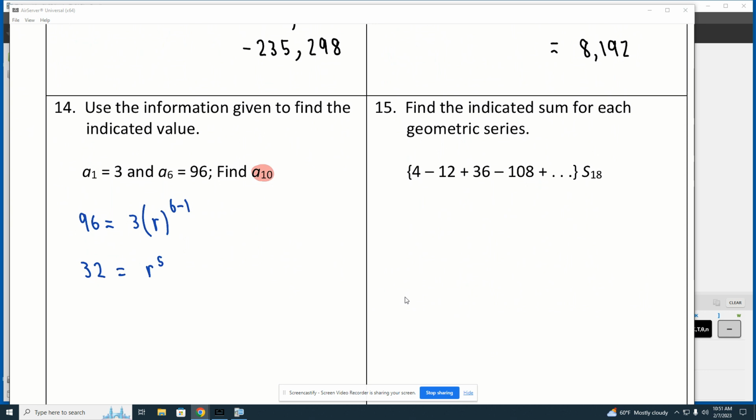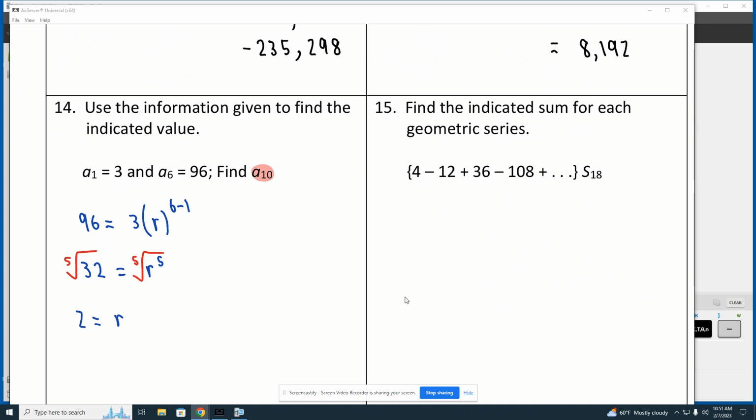Y'all remember how to get rid of that 5? You got to do root, but not cube root. We got to do 5th root. Y'all remember how to do that? Go to your home screen and type in a 5. And then do math. And y'all see that one that says x root of? Use that one. Math 5. And it will put the 5 right there in that root spot. 5th root of 32 equals what? So R equals 2. Now we can find anything, can't we?